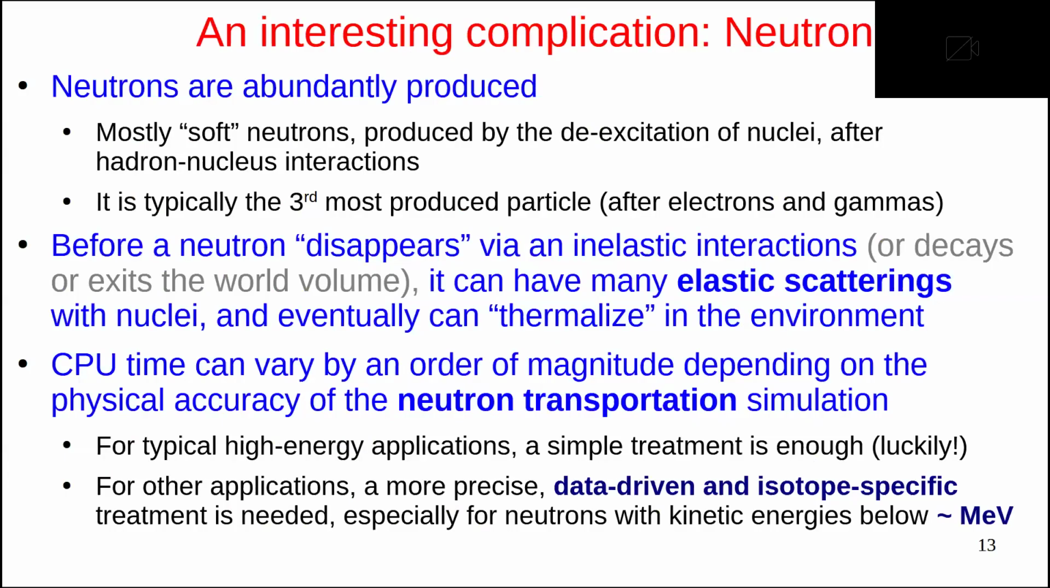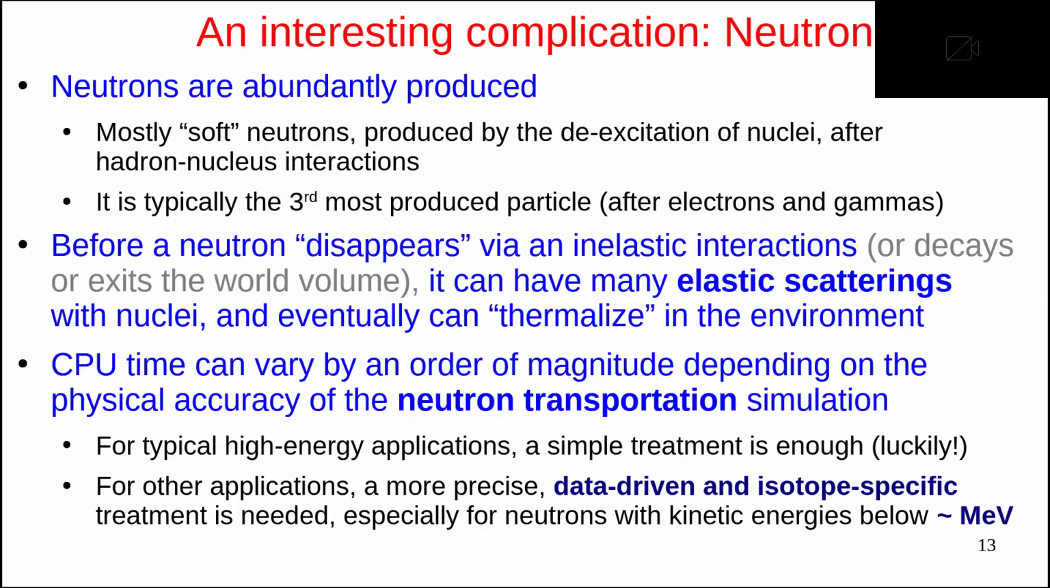We said that neutrons are really special. There are plenty of them, and a free neutron can go around for hours. It has a lifetime of 15 minutes. So many things can happen. Most of the time it has elastic scattering, and then either it gets out of the so-called world, the part that we are interested in the simulation, or it has an inelastic interaction in which it disappears, like capture or an inelastic thing.